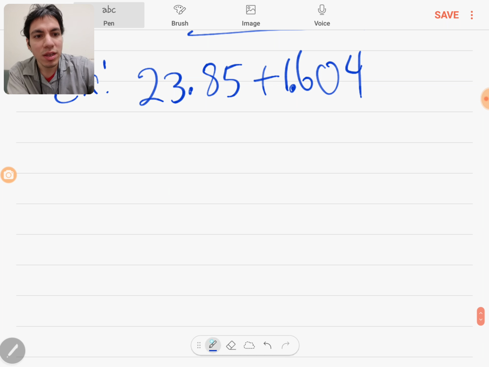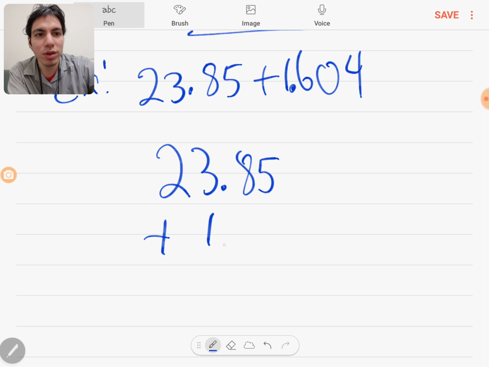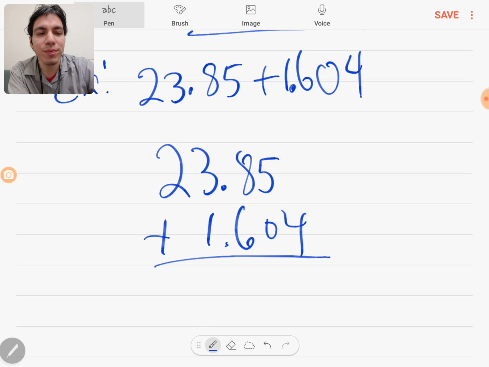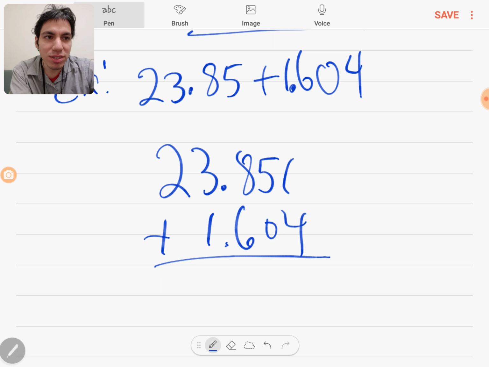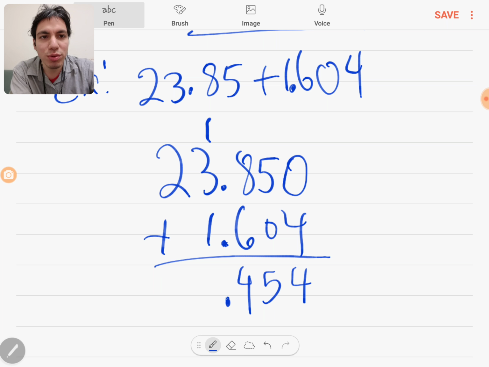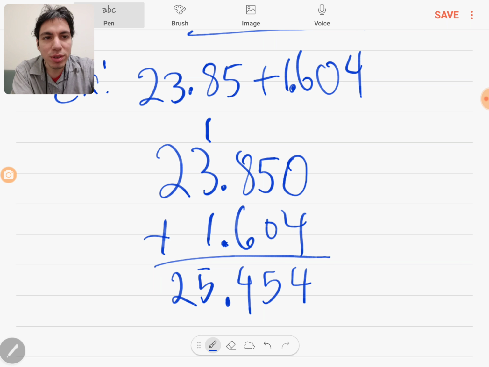So let's say I gave you 23.85 plus 1.604. You want to add a 0 that's missing for the 23.85, and you add vertically. So then I have 4, 5, 8, and 6 is 14. When you get here, you want to put your decimal point there. So 1 and 3 is 4, and one more is 5, 2. So that will be your answer there.